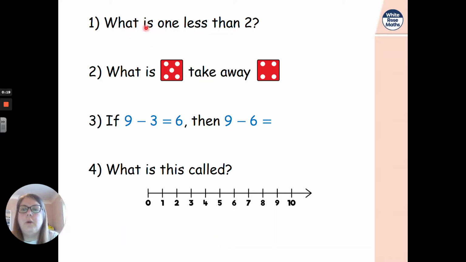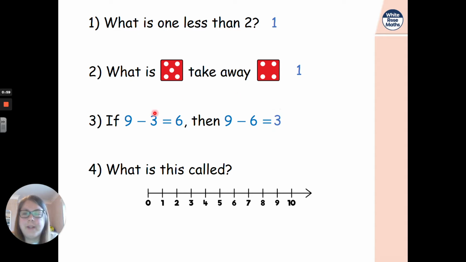So first of all, what is 1 less than 2? So if you've got 2, what number comes before 2? It is 1. Well done. What is this number? Take away this number. Have a little think. So look at this number, then this number, and then take that number away from that one. It is 5. Take away 4 gives us 1. Another answer of 1.